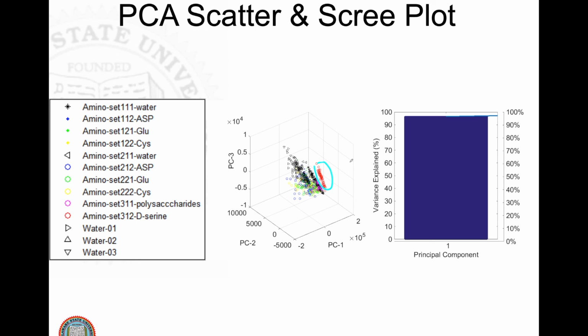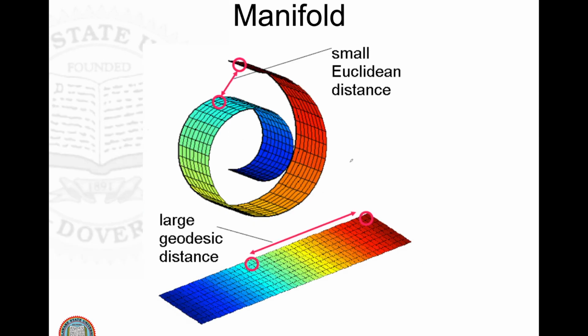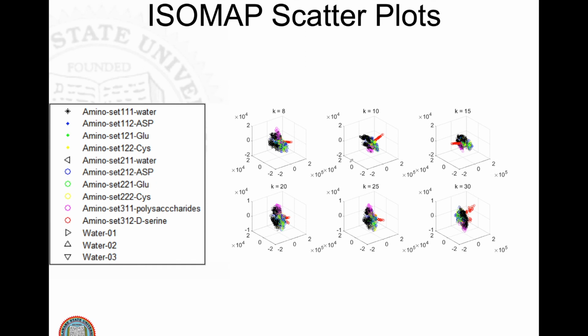You can really see D-serine separated well from the other amino acids. So we then looked at what happens if we use nonlinear methods, specifically manifold methods. For this class, I won't get into those details since we spent a lot of time talking about different methods. We're going to use non-Euclidean measurements, and we're going to use LLE to do the analysis in addition to ISOMAP.